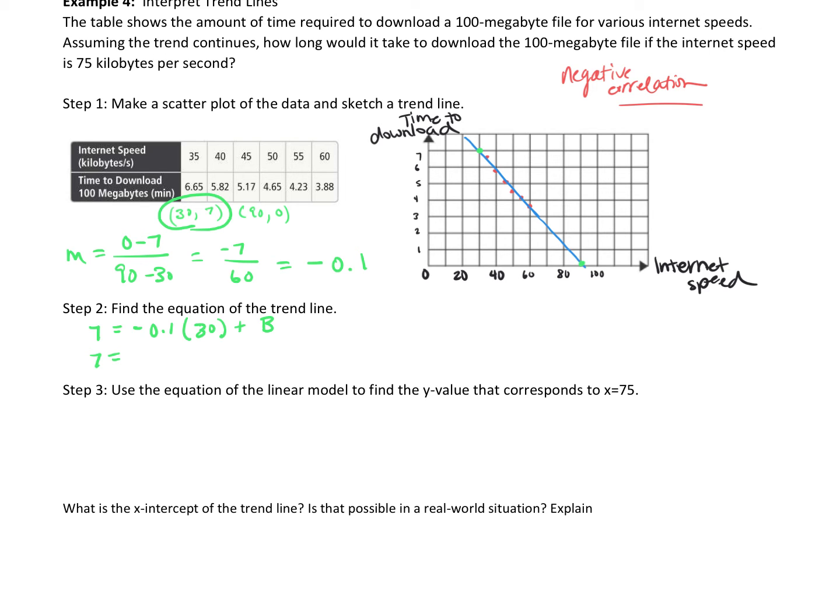So first thing is we'll want to multiply the negative 0.1 times 30 and we get a negative 3 plus our y-intercept. Let's go ahead and add 3 to both sides and we get a y-intercept of 7 plus 3, which is 10. So we have our y-intercept, we have our slope. Let's write our equation for our trend line. Y equals negative 0.1x plus 10.